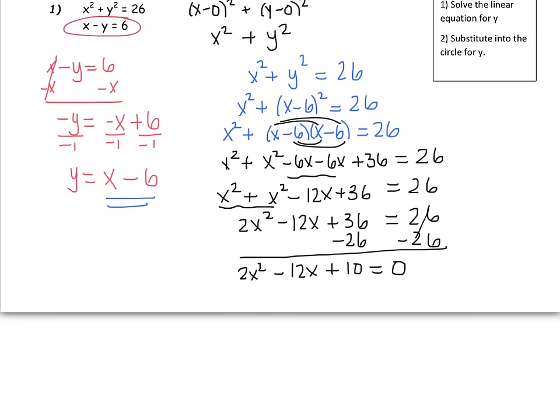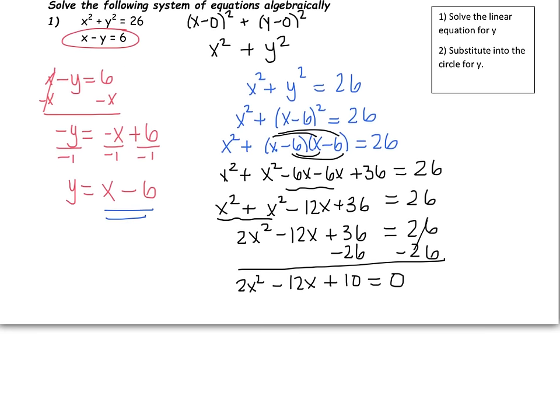Alright, now is there a GCF here? You should be saying there's a GCF of 2. And what are you left with on the inside? X squared minus 6x plus 5 equals 0. Now, do I have to use the earmuff method for this? No, not really. All I need to do is find two numbers that add to negative 6 that multiply to 5. Well, let's see.